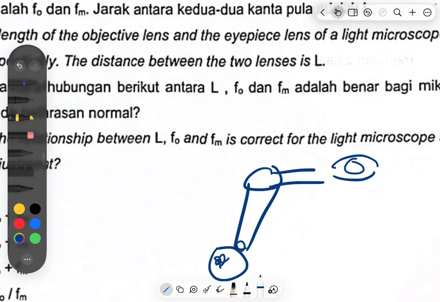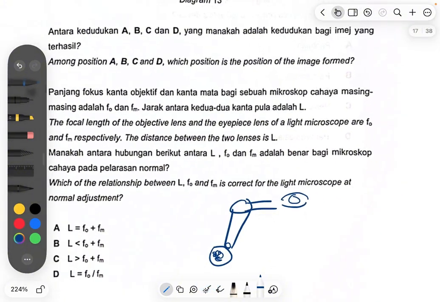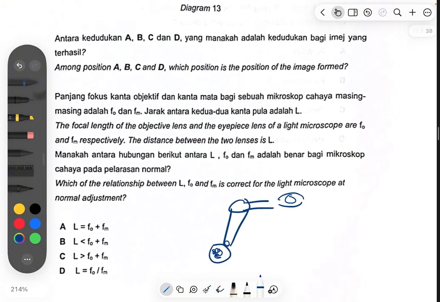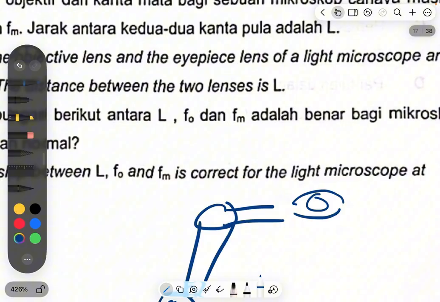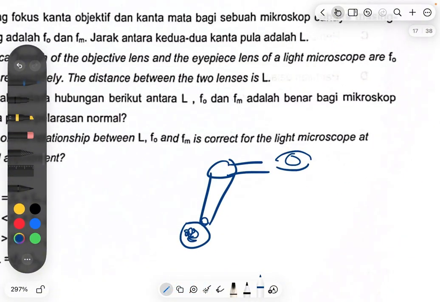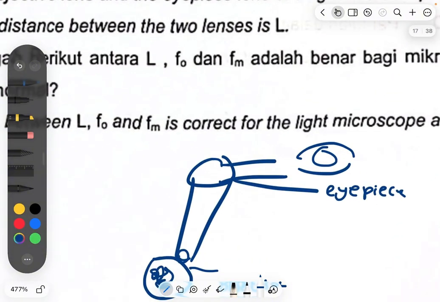Okay, so let's say there's a microorganism there. The eyepiece lens of a light microscope are FO and FE. Split spectrum. Objective lens is here. Objective. This is eyepiece. Okay, let's say based on logic, I'm just gonna try to answer this.